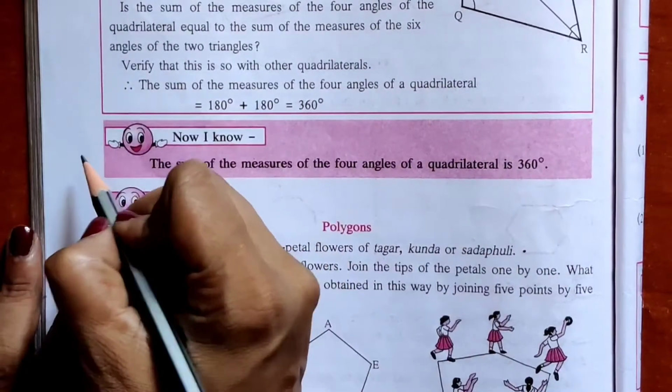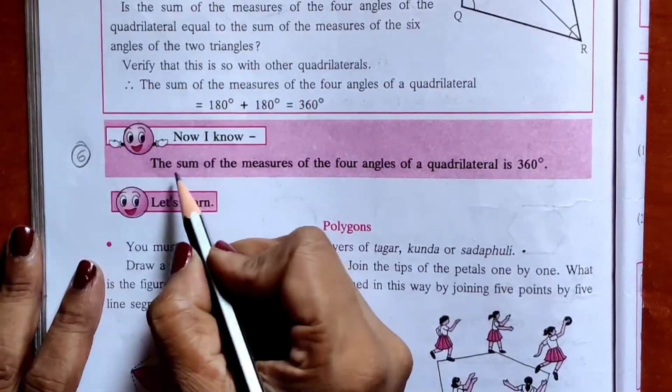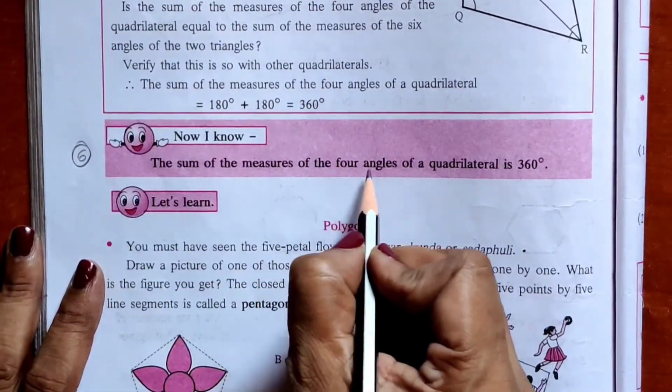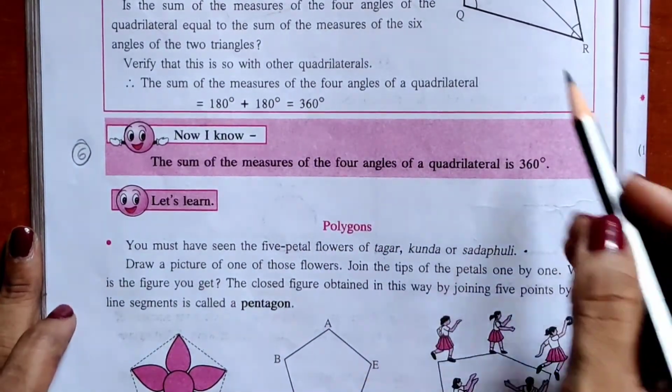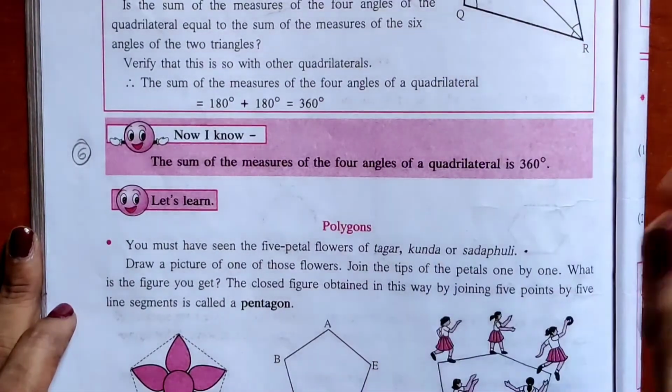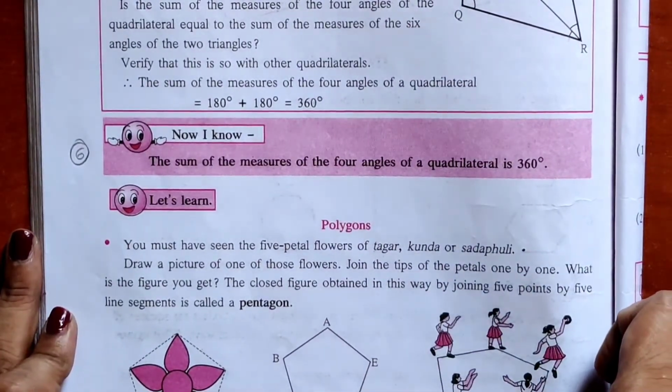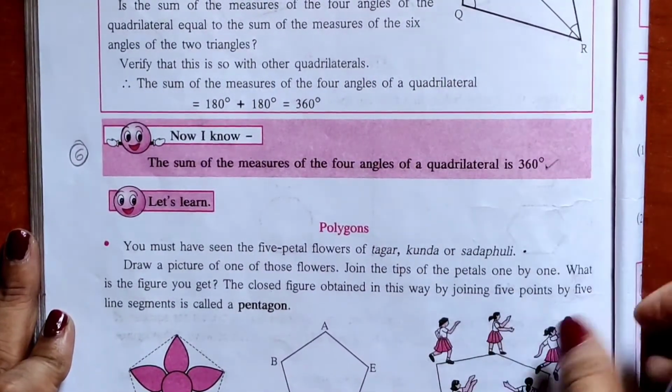Now let us see this sixth property. The sum of the measures of the four angles of a quadrilateral is 360. When you add all four angles, how much answer will you get? 360 degrees. Very important property.